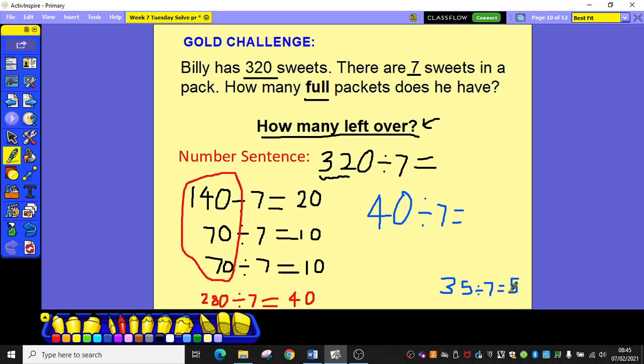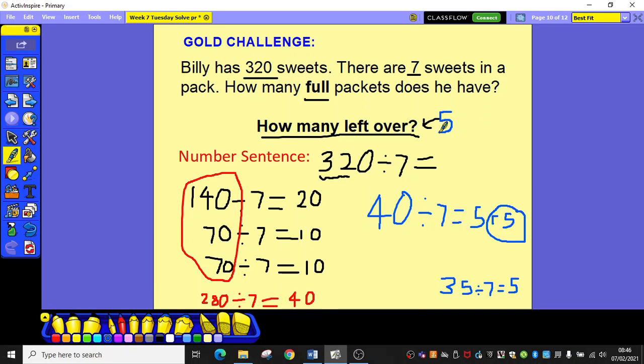So 40 divided by 7 is going to be 5 then, but I'm going to have 5 sweets left over, because 40 is 5 more sweets than 35. Okay, so I can put a little r meaning remainder, and I can say that I've got 5 sweets left over. So how many did I have left over? The answer was 5.